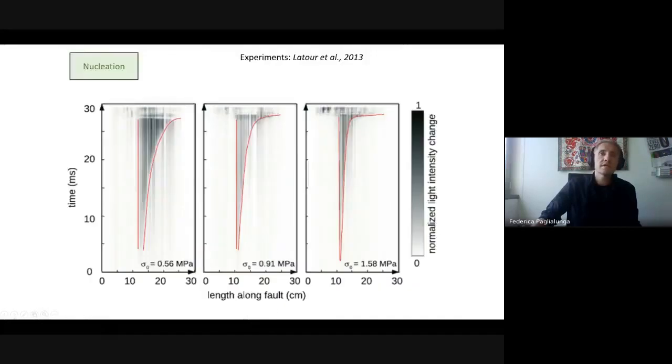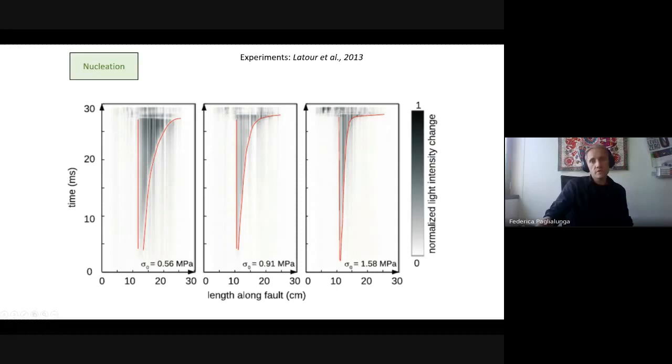So does it work? At the scale of a lab, it looks like it works. Here I'm presenting some experimental results obtained by Soumaya Latour in 2013, where she was able to describe the nucleation stage of instability. Here you can see the red curves: this one corresponds to the location of initiation of quasi-static and stable propagation. And the red line corresponds to the growth of the nucleation patch.